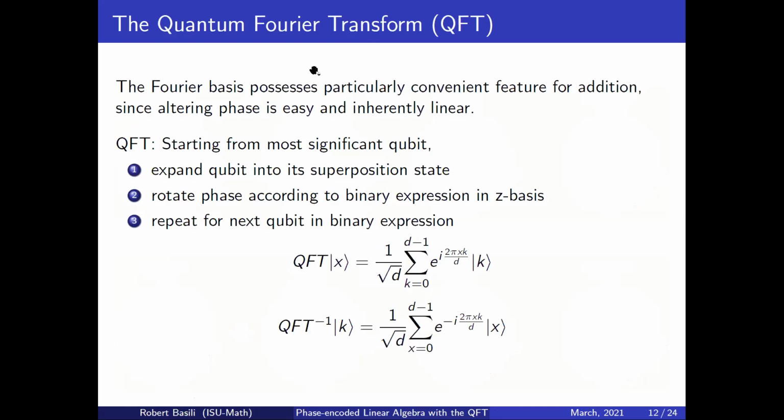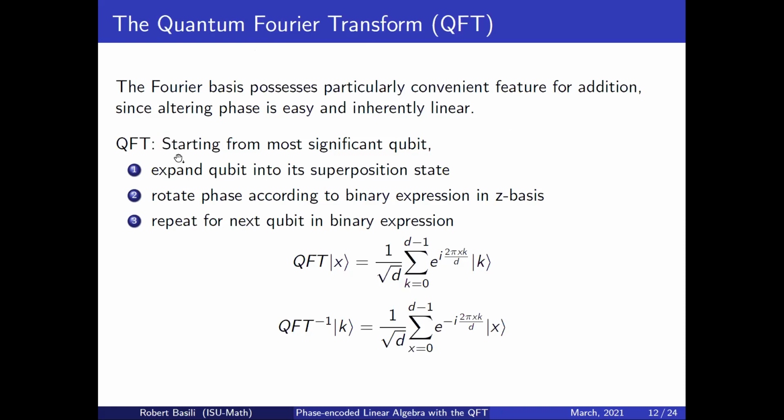So how do we take qubits from the computational Z basis to the Fourier basis? Well, the Fourier basis is particularly convenient for addition specifically, because altering the phase is very easy on quantum computers and is inherently a linear process. In essence, if I want to add 2 numbers, all I have to do is add the phase in that case.